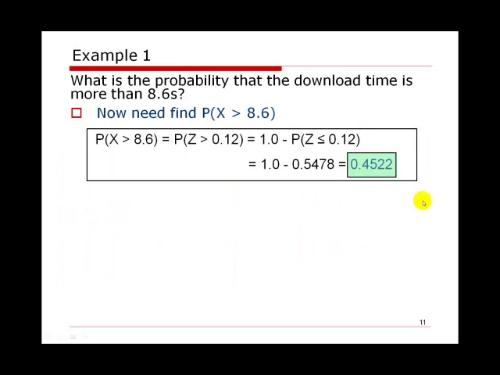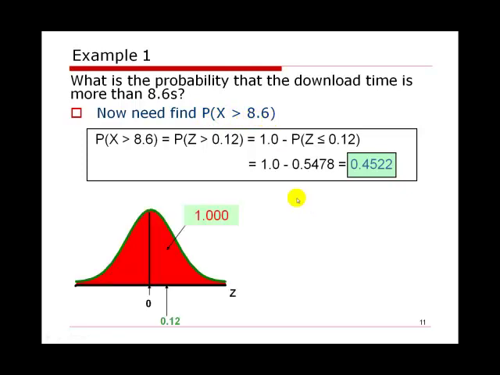Now, let's take a look at a follow-up question. Now we are looking for the probability that download time is more than 8.6. So what we need to find is the probability that x is greater than 8.6. We see the total probability under the curve is 1, and 8.6 corresponds to a z value equal to 0.12.